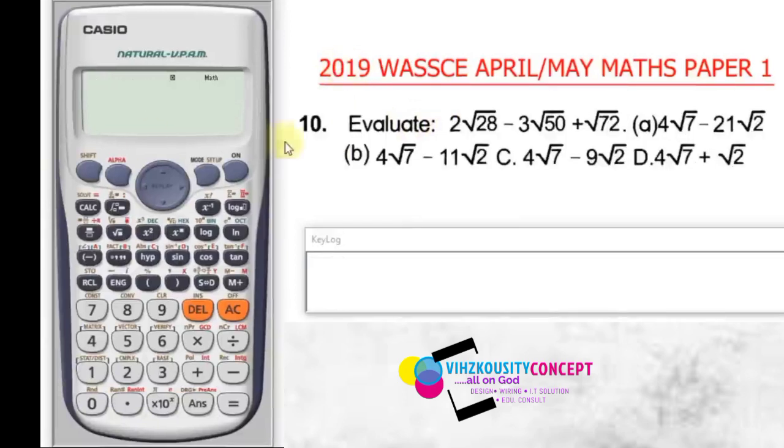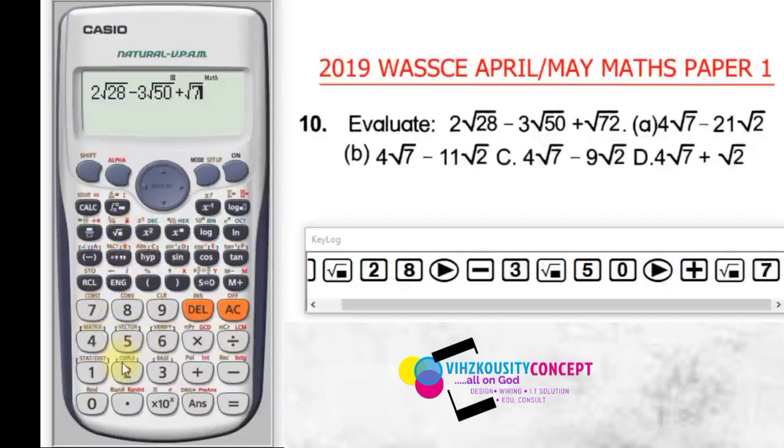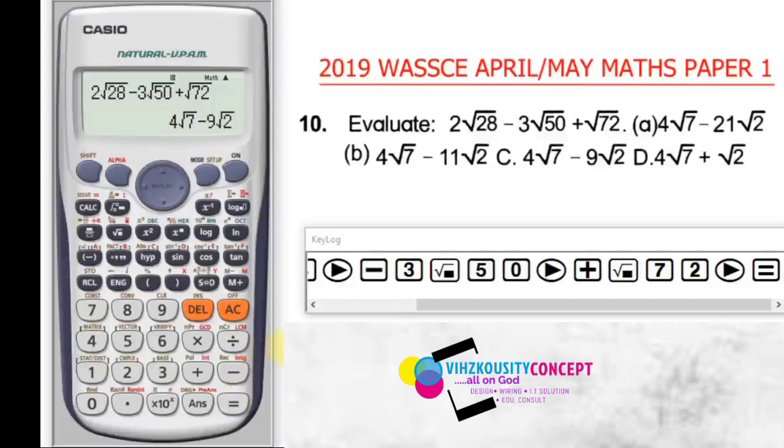Here in question number 10, we are to evaluate 2 root 28 minus 3 root 50 plus root 72. We are going to put that directly into the calculator. So we have 2 multiplied by root 28. But if I want to press another entry, that will still continue to input value for this square root. So I need to come out of that square root and press minus 3 multiplied by root 50. Then I come out of that root, plus root 72.